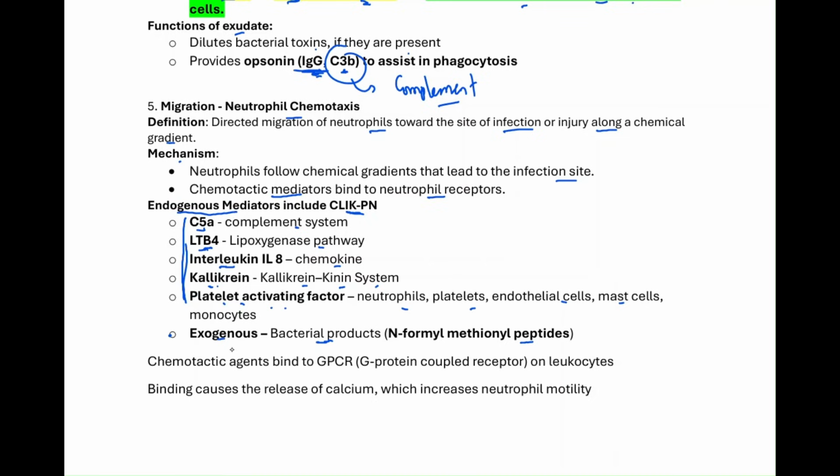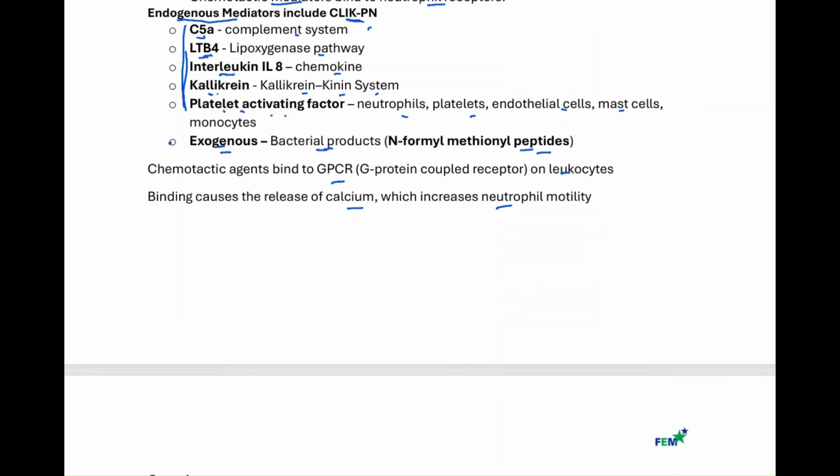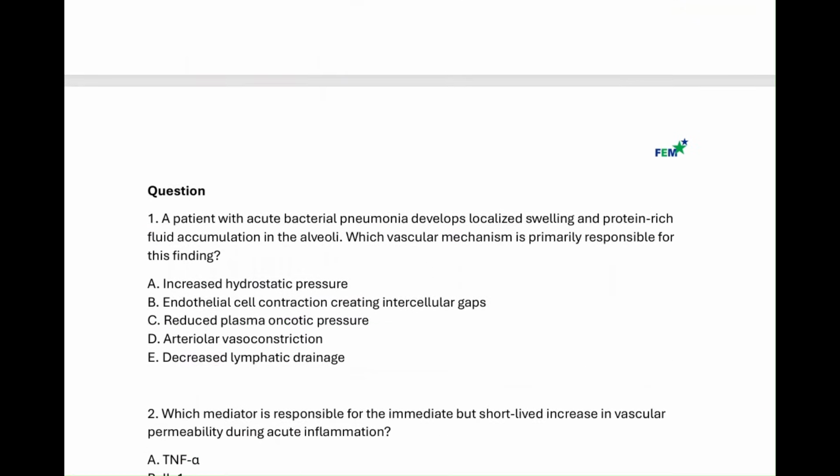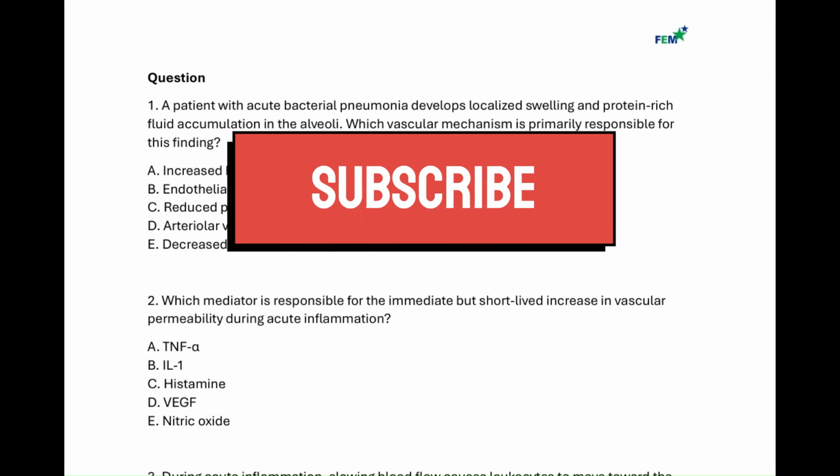Endogenous mediator. The last one is N-formyl methionine peptide, from the bacterial products. This chemotactic agent binds to the GPCR, which is the G protein coupled receptor on the leukocyte. The binding causes the release of calcium, and that increases neutrophil motility, guys, so that the neutrophil can move towards the site of the injury or where the bacteria is. And then, guys, we've come to the end of today's lecture.